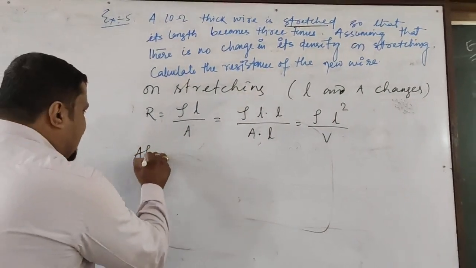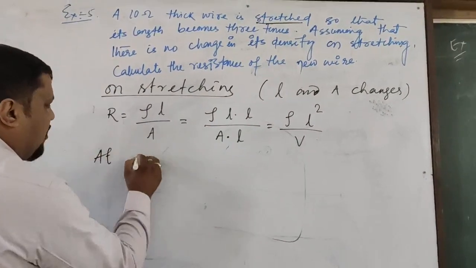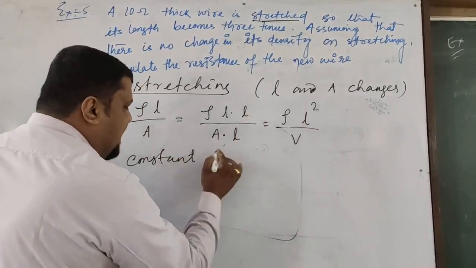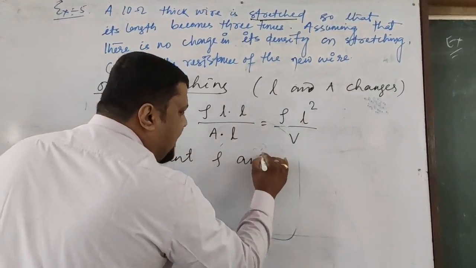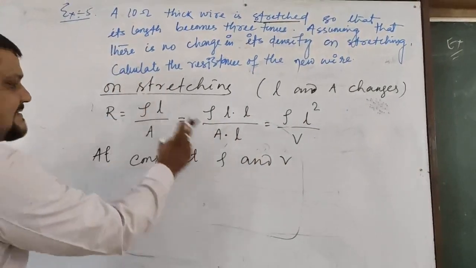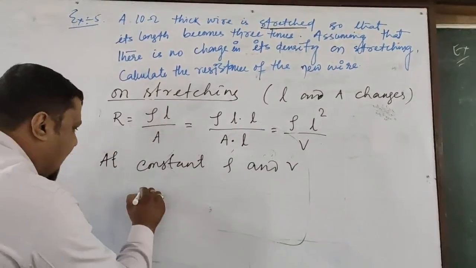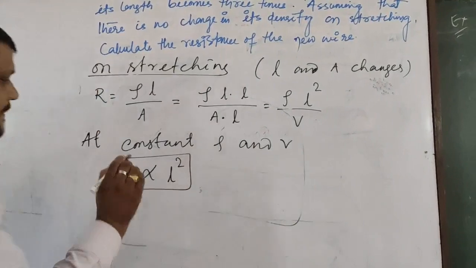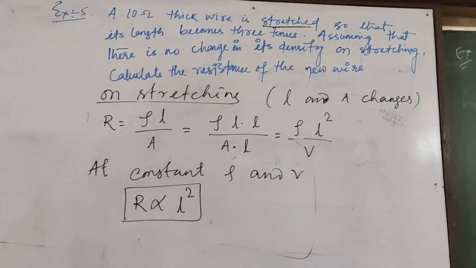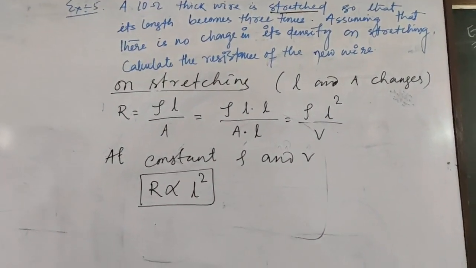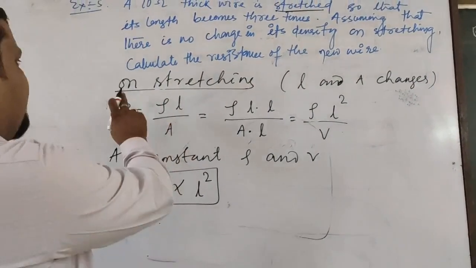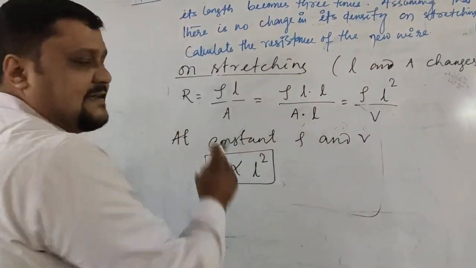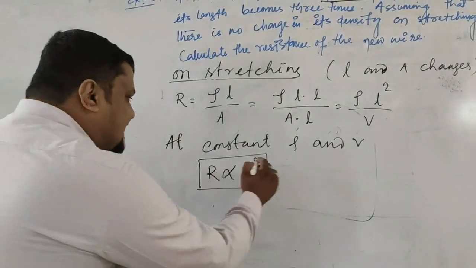So at constant rho and B, on stretching, there is no change because the volume remains constant. So R is proportional to L square. Remember this formula: on stretching, R is proportional to L square. Similarly, if on stretching L and A change, I can write in terms of area of cross section. So these are the general formulas.